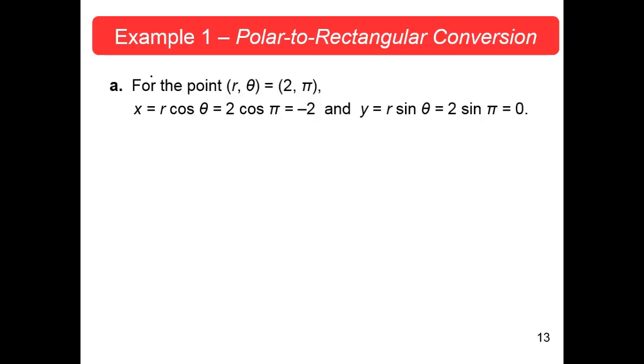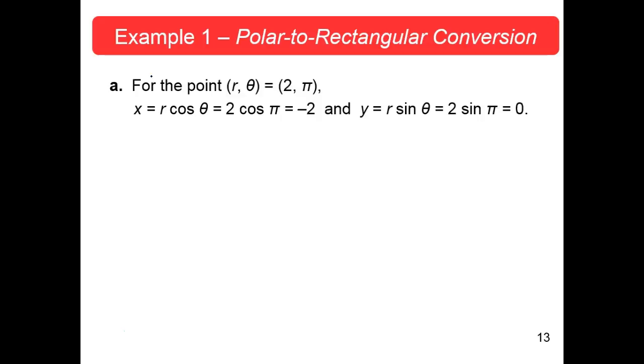What is your x that we just had? What was x? r cosine theta. Okay. Plug in. r is equal to 2. Theta is equal to pi. What's 2 times the cosine of pi? What's the cosine of pi? Anybody know? A little louder? -1, exactly. And 2 times that would be -2. So your x is going to be -2.